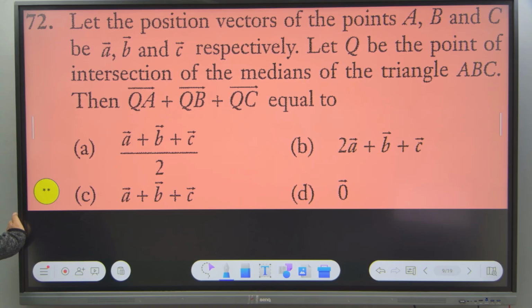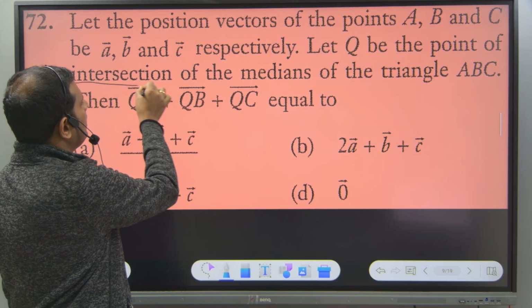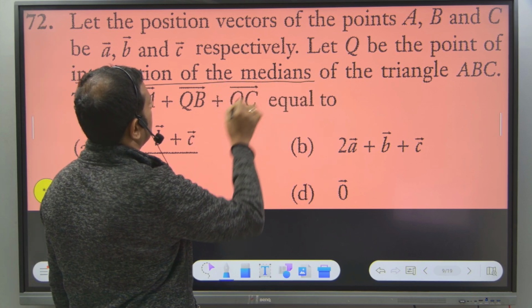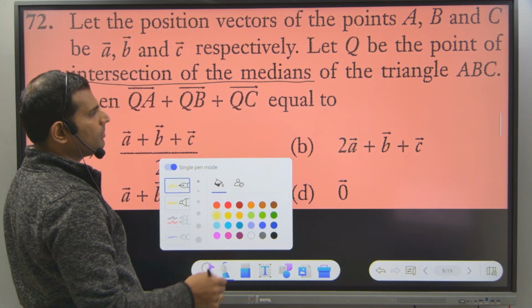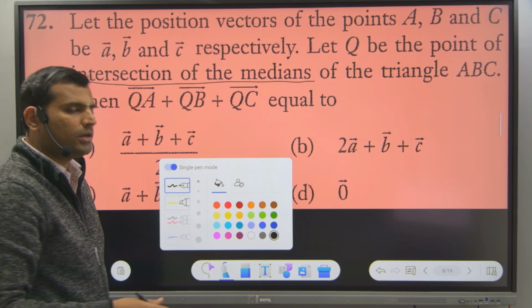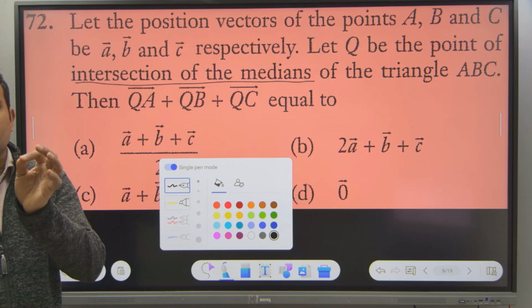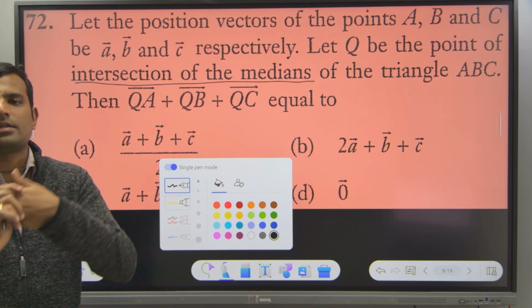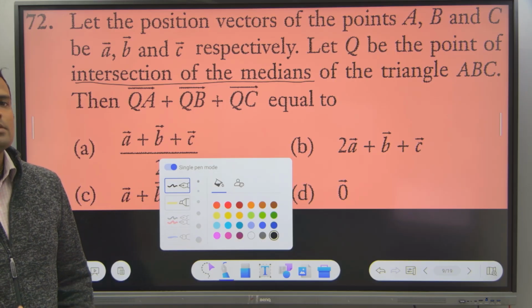Okay. So can anyone tell me which is the point where all the medians intersect? Q. Okay, but there is a name given to that point where all the medians are intersecting. It is called centroid.